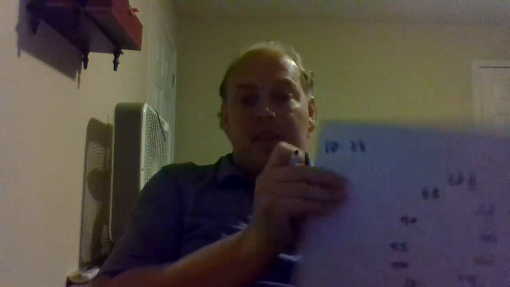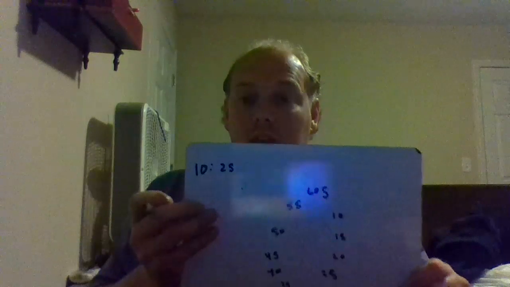So if I move the blue hand to 5, remember if we count by fives, 5, 10, 15, 20, 25, we've got 10, 25. And the way we would write that is 10 colon 25. 10:25.